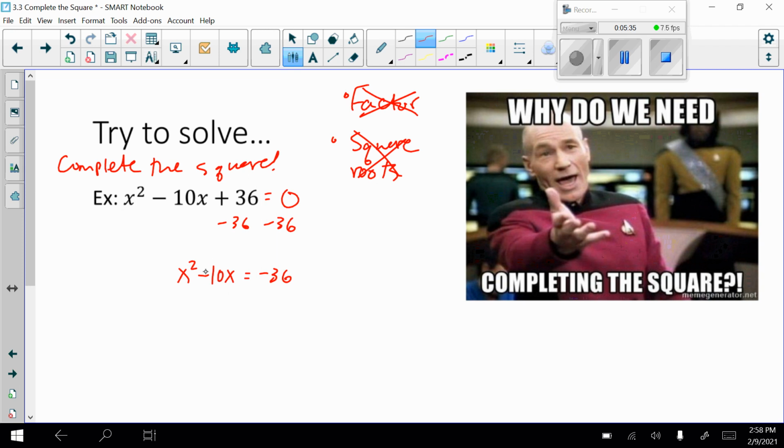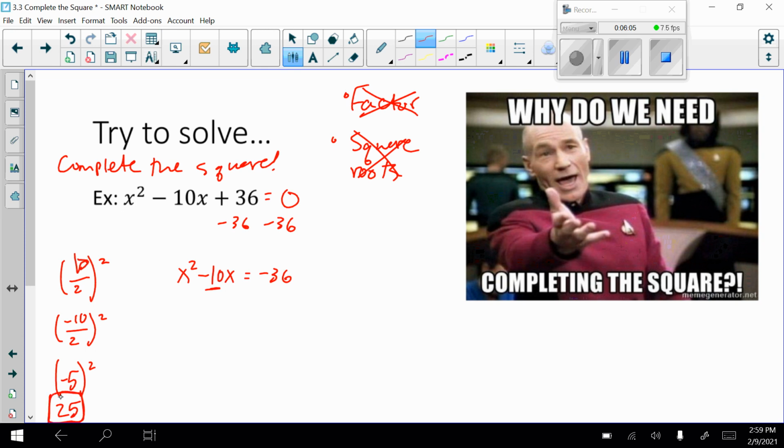So now we're going to do the completing the square thing. I'm going to use that equation, b over 2 squared. Well, b is negative 10. So that is going to be negative 10 over 2 squared, which is negative 5 squared, which is positive 25. So the value that completes the square here is positive 25.